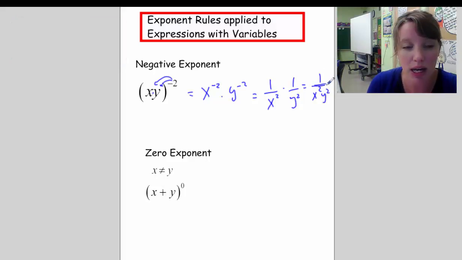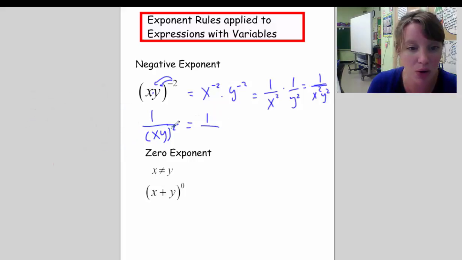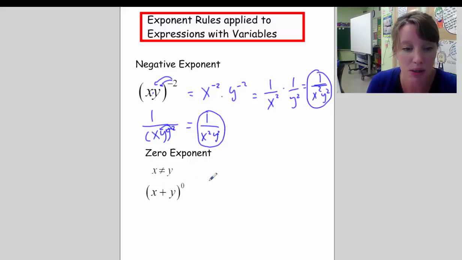Okay. Likewise, we actually could have applied the negative exponent rule first, which says that you have 1 over x y quantity squared. This is just an alternate way of doing this, which is equal to 1 over, and now you can apply the power of a product rule. You have x squared y squared because you're bringing that exponent of 2 in. Okay, same answer in the end. Doesn't matter which rule you apply first.